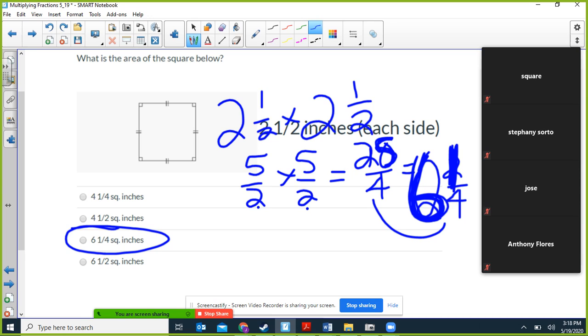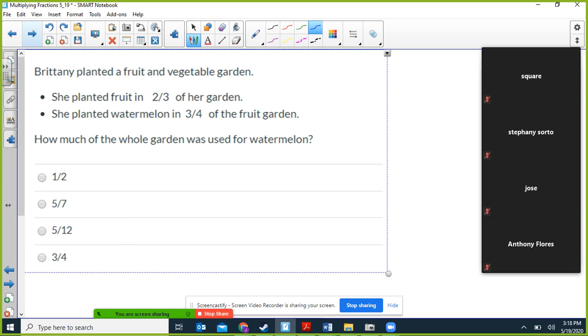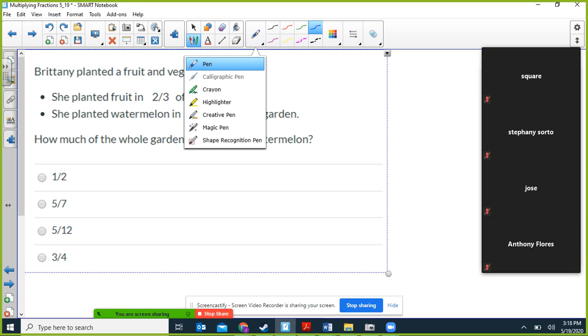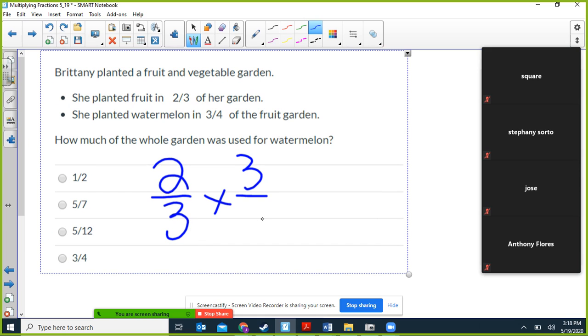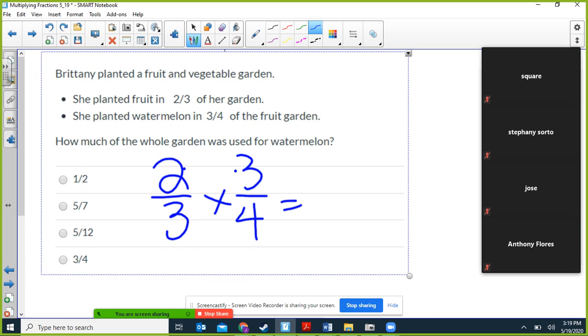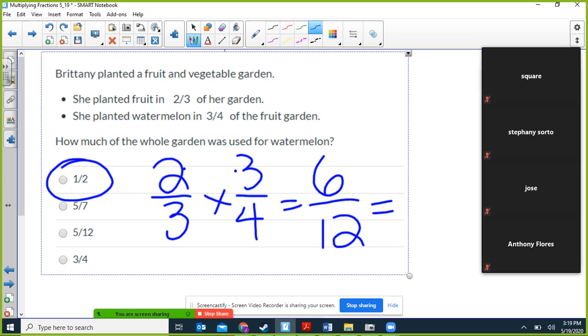All righty, let's go to the next one. Brittany planted a fruit and vegetable garden. So she has 2/3 of her garden, and out of that 2/3, 3/4 of that. So just remember, a fraction of a fraction, always multiplication. So that's pretty clear. 2/3 times 3/4. Numerator times numerator, 2 times 3 is 6. 3 times 4 is 12. And we all know 6 is half of 12, so that is equivalent to 1/2.